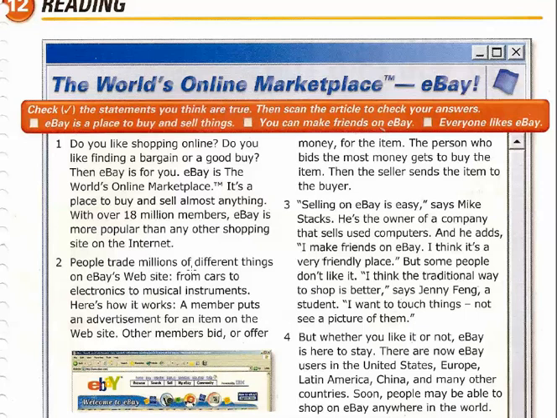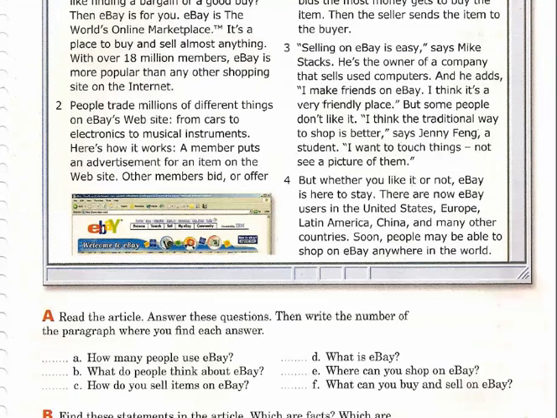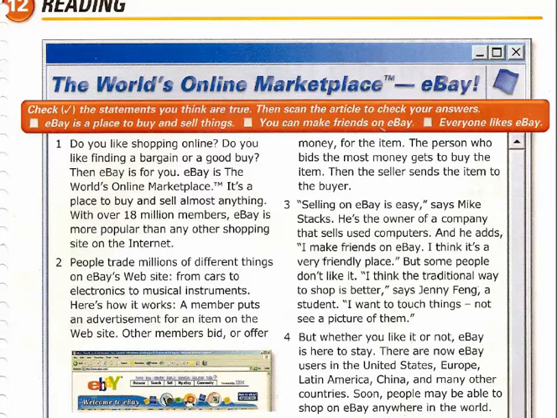People trade millions of different things on eBay's website, from cars to electronics to musical instruments. Here is how it works. A member puts an advertisement for an item on the website. Other members bid or offer money for the item. The person who bids the most money gets to buy the item. Then the seller sends the item to the buyer.